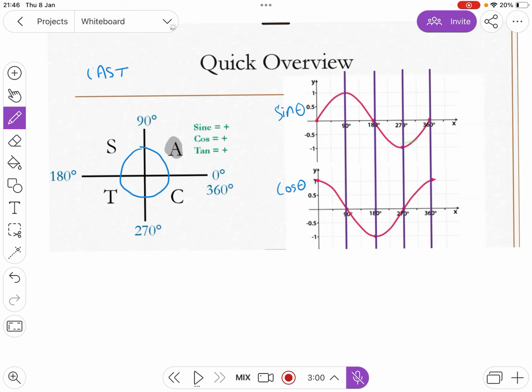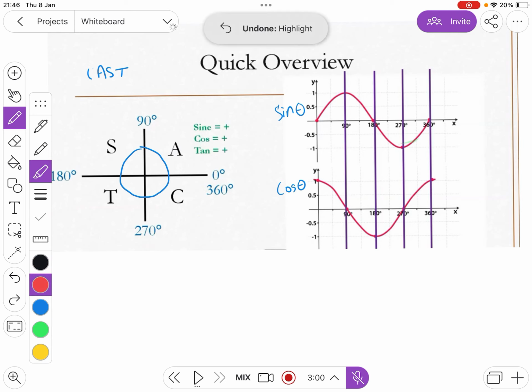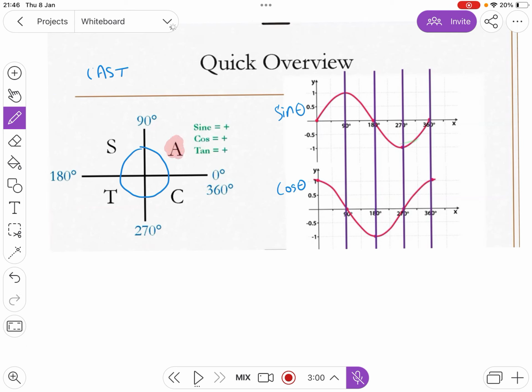So here for A being positive, we have sine, we have cos, and we have tan. Now, specifically looking at sine and cos, we're going to use the graph just to see where this is coming from. If we look at the sine graph from 0 to 90 degrees, we can see that it's above the x-axis, which is why it's positive. And when we look at the cos graph from 0 to 90 degrees, we can see that it's positive, which is why it's a plus. And we'll come to the tan at the end.